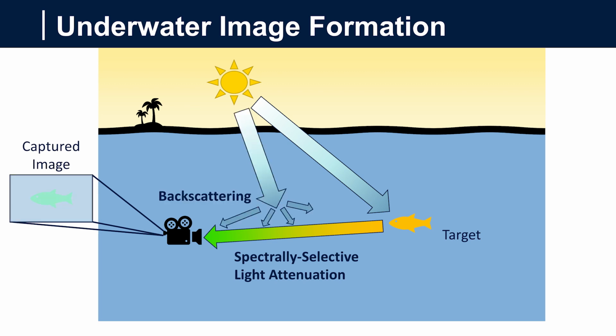The second phenomenon is backscattering, which is when light from various sources, such as the sun, reflects off particulate in the water and mixes with light reflected from the target. This creates a haze over the image, the color of which depends on the camera depth and optical properties of the water body in question.